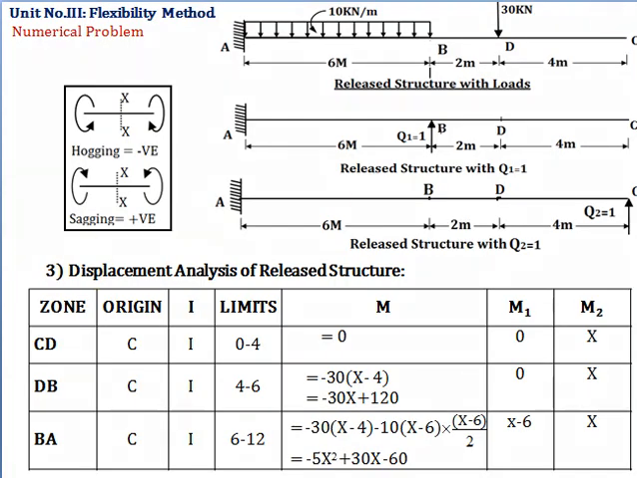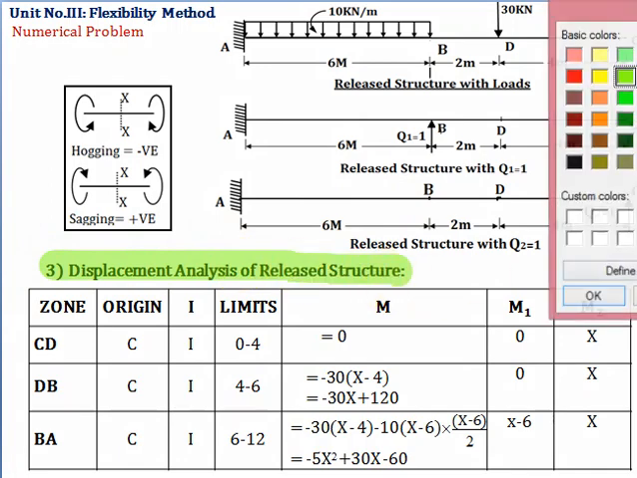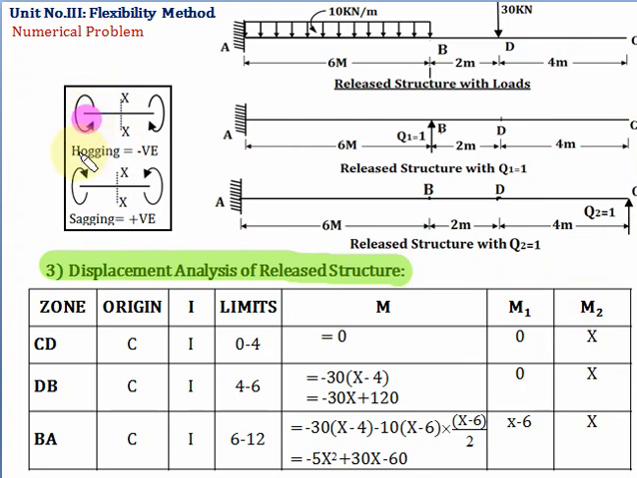Next, in the next slide we are going to see the displacement analysis of the release structure, and for that we are considering the sign convention. So this is our sign convention: hogging negative, sagging positive. Okay, now for that this is the given table.